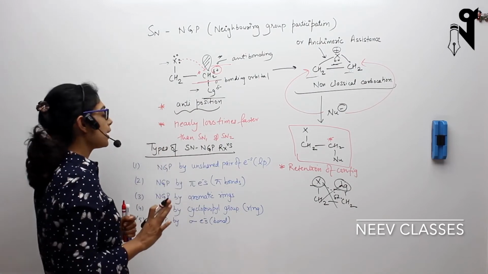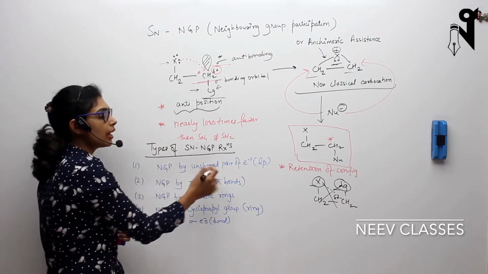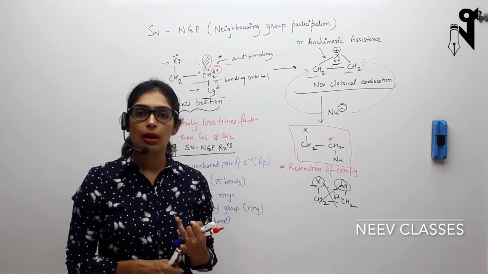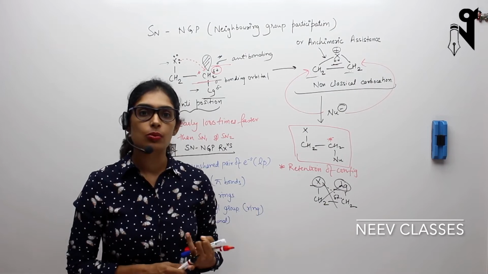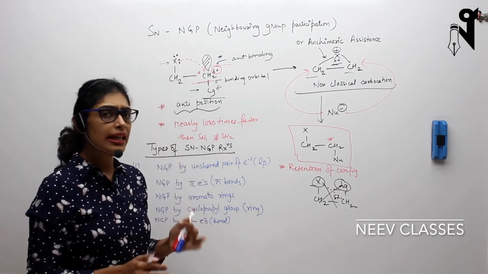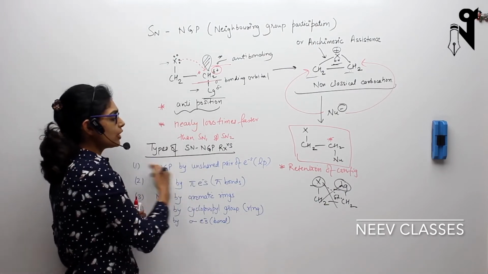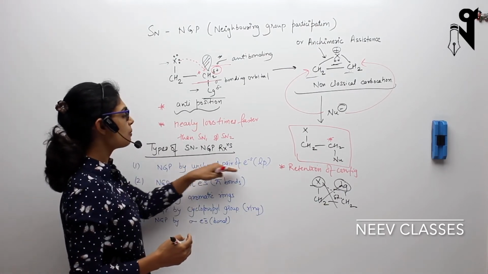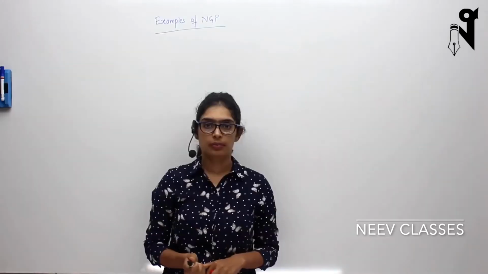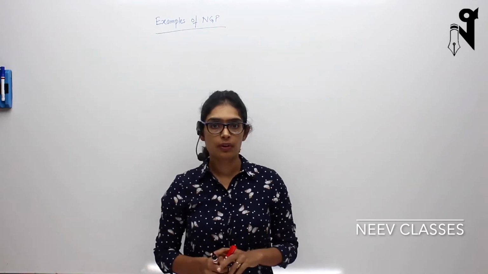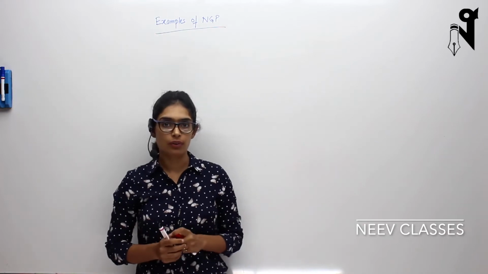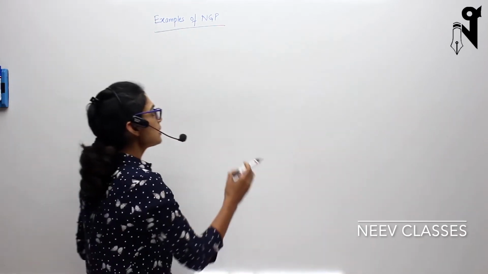We have five different kinds of NGP which can happen. One is by lone pairs, one is by sigma bonds, one is by pi bonds, one is by aromatic rings, and one is by cyclopropyl ring. Okay. We have already discussed NGP by unshared pair of electrons. We will see all these cases in more detail now. So now we have understood how NGP works, how the mechanism works, and now we'll do some questions to get a better understanding of the concept. So let's take the first example.